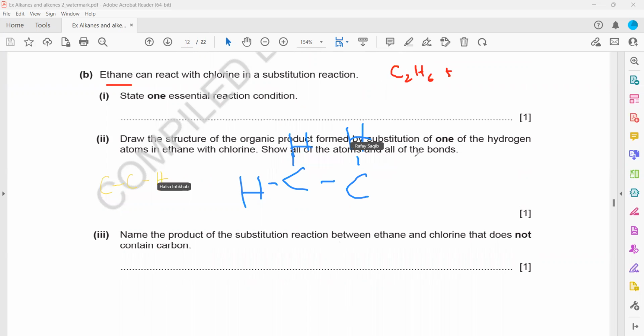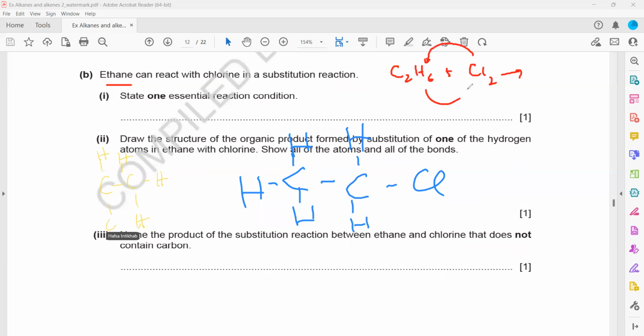You can use the screen annotation on any side of the screen to draw. React with chlorine: one substitution, one chlorine enters, one hydrogen leaves. So C2H5Cl. This will be chloromethane.